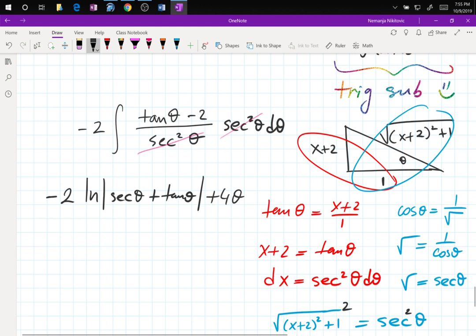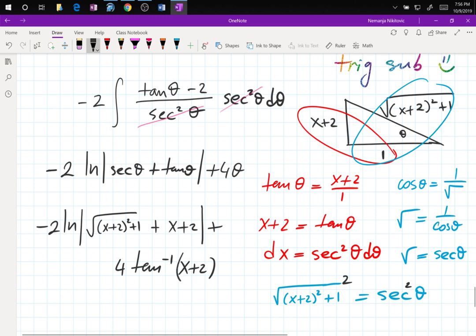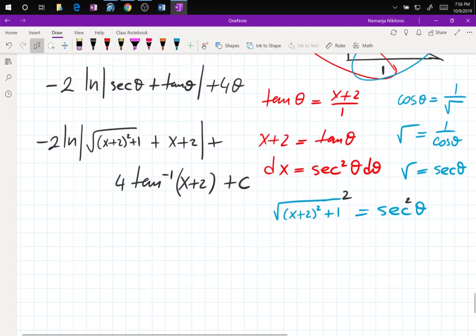And now we have to go back into x's. So minus 2 ln, secant is 1 over cosine, so the sides are hypotenuse over 1, which is the square root of (x plus 2) squared plus 1. Plus the tangent, which is just x plus 2. Plus 4, and theta can be inverse tangent of x plus 2, plus c. So we are finally ready to write the answer.